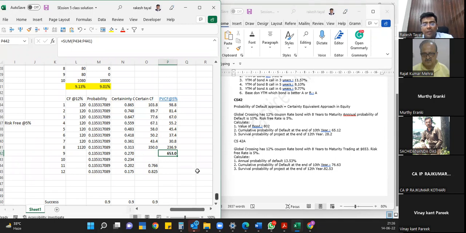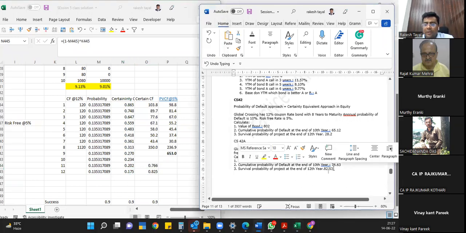Cumulative probability of default is, please mute yourself, who is there? Annual probability of default is 13.53. Cumulative probability of default at the end of 10th year is 76.6, and at the end of 12th year is 17.5.